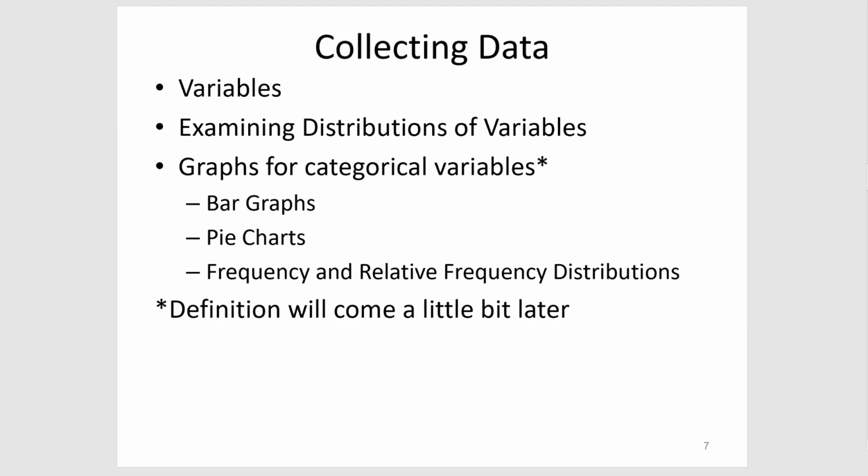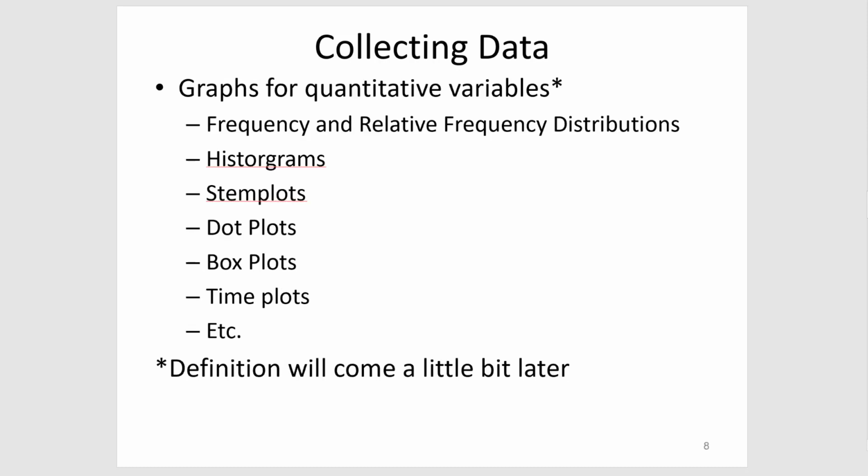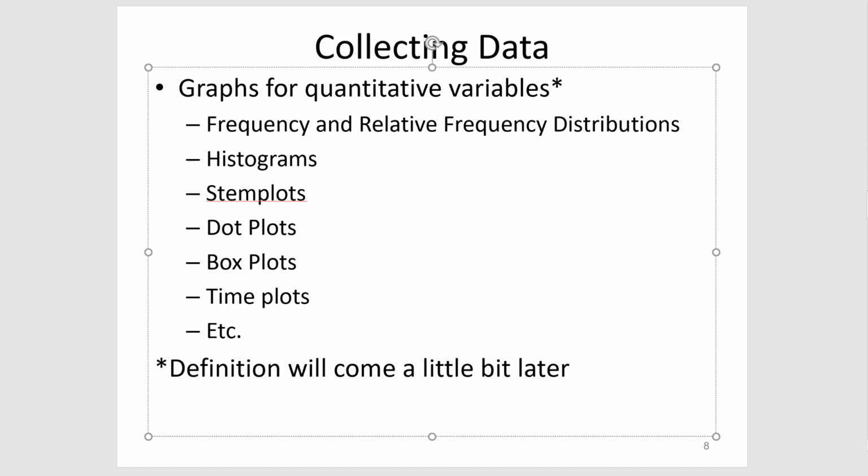So for categorical variables, we do things like bar graphs, pie charts, frequency and relative frequency distributions when we want to look at the distribution. For quantitative variables, we can do things like frequency and relative frequency distributions also, histograms, stem plots, dot plots, box plots, time plots. There's a bunch. Probability plots, and we'll learn about those. But these are methods where we can look at the distribution. Then we will do quantitative measures to find measures of center and spread to get an idea what is happening with our particular variable. So let's take a look.